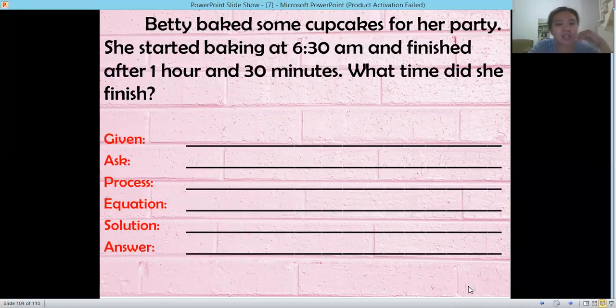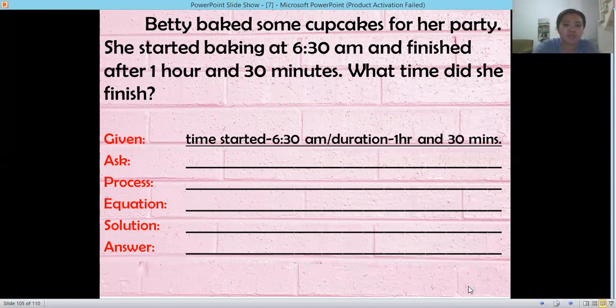Let's try. Betty baked some cupcakes for her party. She started baking at 6:30 a.m. and finished after 1 hour and 30 minutes. What time did she finish? What are the given numbers? Ready? Think. Can you please say your answer? Okay, correct. The time started is 6:30 a.m. and the duration is 1 hour and 30 minutes.